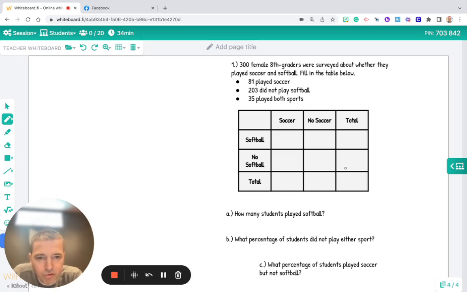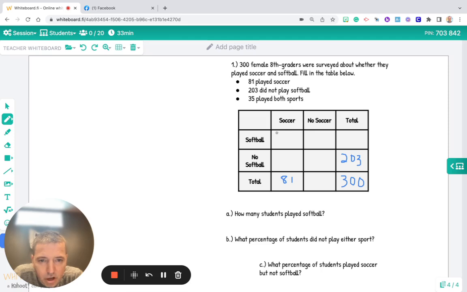So let's fill in what we know. 300 total students. The total is always going to go in this bottom right corner. 81 played soccer. So I'm going to find soccer, and that 81 total played soccer, right? 203 did not play softball. So I'm going to find no softball, 203 total.